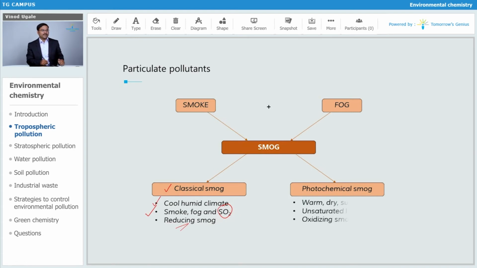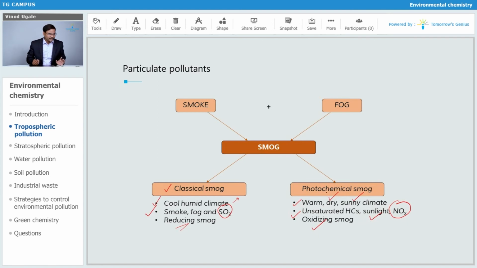Let's go for the photochemical smog now. It is generally formed at warm temperature, on a dry day and in sunny climate. Classical smog gets produced in the early morning when smoke, fog and SO2 come together, and photochemical smog is generally formed during the daytime when it is sunny. How is it formed? It is formed by burning of unsaturated hydrocarbons, sunlight and nitrogen oxide. As oxides of nitrogen are oxidizing, photochemical smog is oxidizing smog.